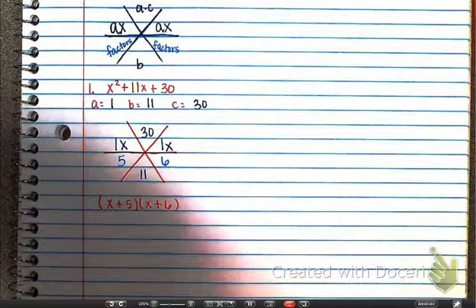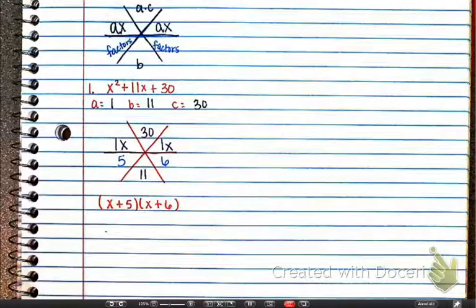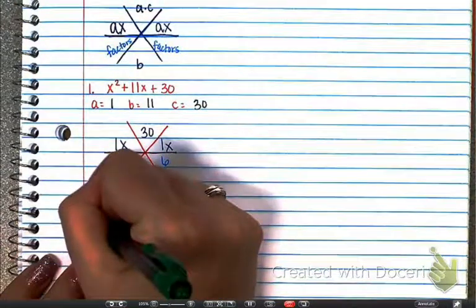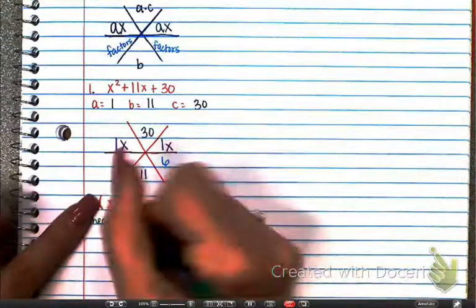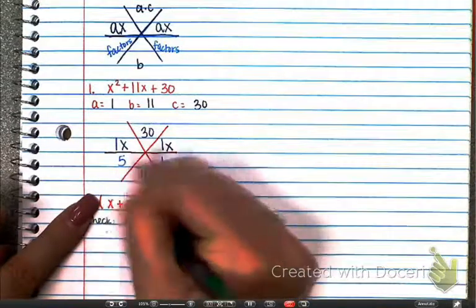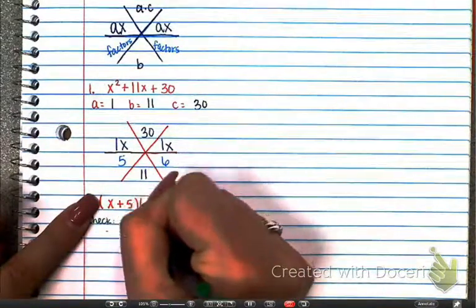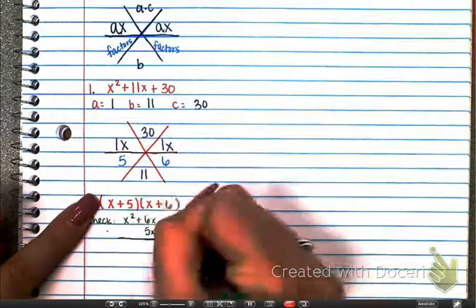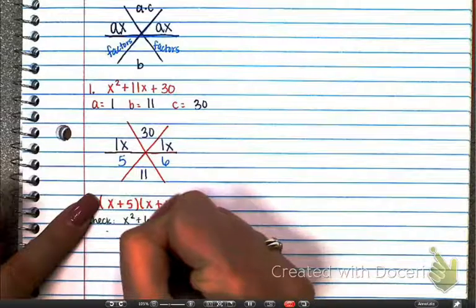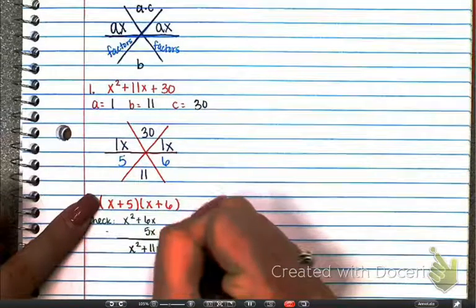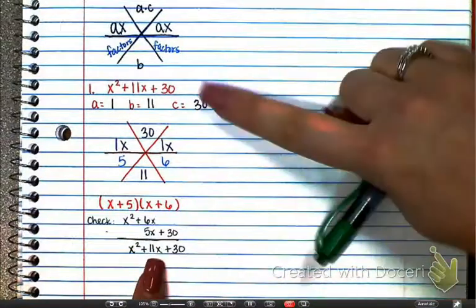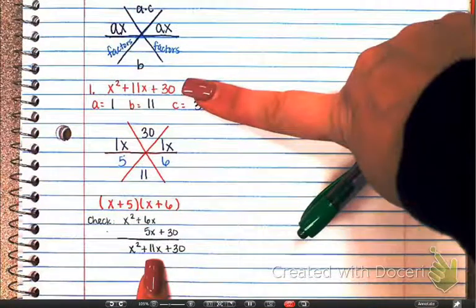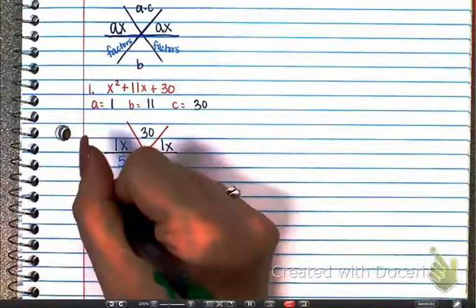For fun, let's just check it on this one. We won't do it for all of them, but let's just check. So if I distribute, I get X squared plus 6x, and then 5x plus 30. When I multiply it out, is it the exact same thing that I started with? Yeah. Then I know my factors are good.